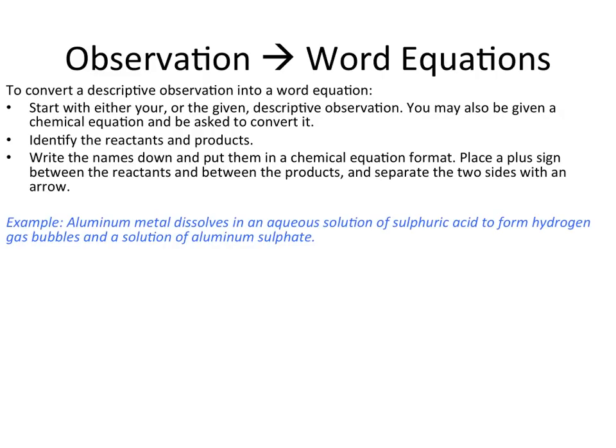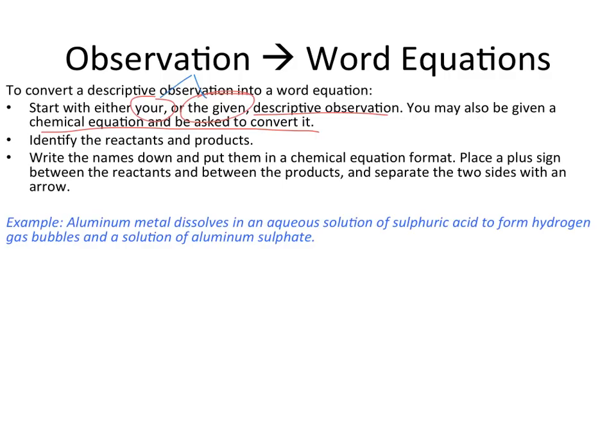Now, to go into word equations, we should take our observations and pick out the important things. So you can either start with your descriptive observations that you collected, or that was maybe given to you by a partner or whatnot from a lab. Sometimes you also might be given a chemical equation and asked to convert it. That's simply to see if you actually know what you're doing. But usually in the real world or in our labs, we're going to be starting out with one of these.